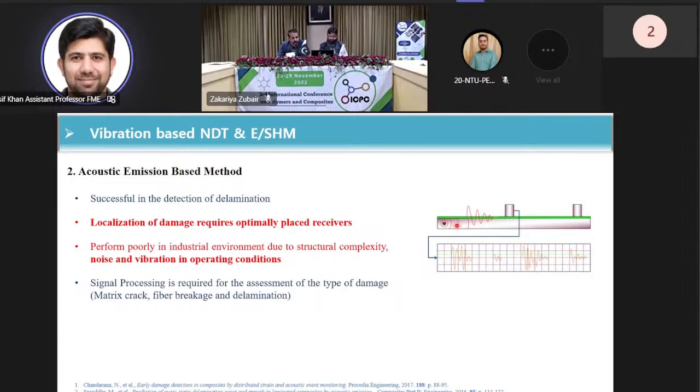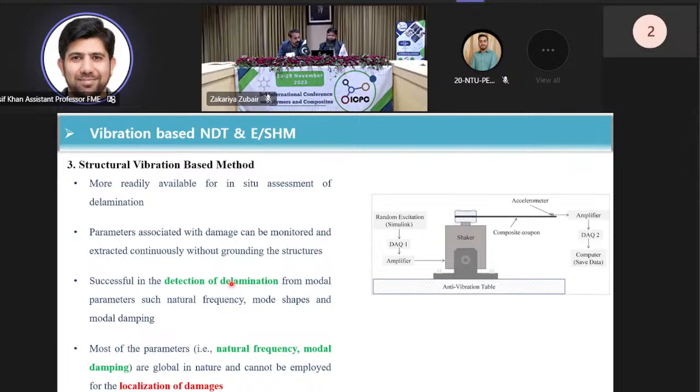One of the powers of structural vibration is that it is passively available to us just because of the operation of the structure. This has been successfully implemented for the detection of delamination. In other words, we can make a global assessment of whether there is damage or no damage. The most commonly used indicators from structural vibration are the natural frequency and modal damping, which can help us identify the presence or absence of damage. However, employing structural vibration for the localization of damage is one of the challenging tasks for the research community. We can assess low frequency structural vibration for damage detection, but it cannot be correlated with high accuracy with the location of the damage.